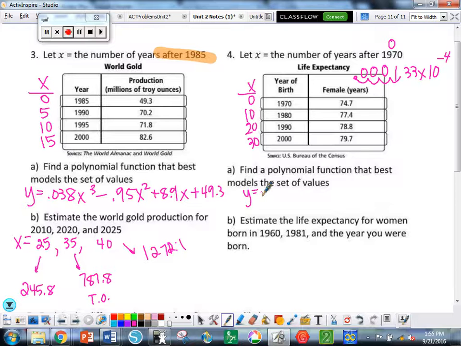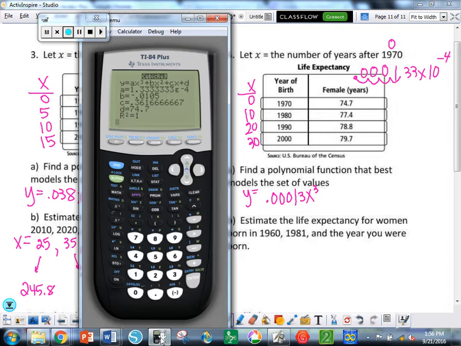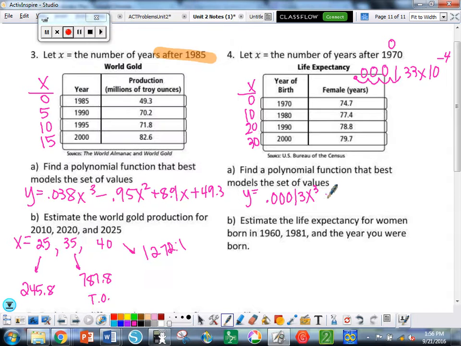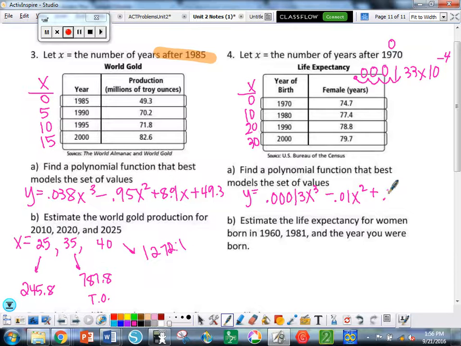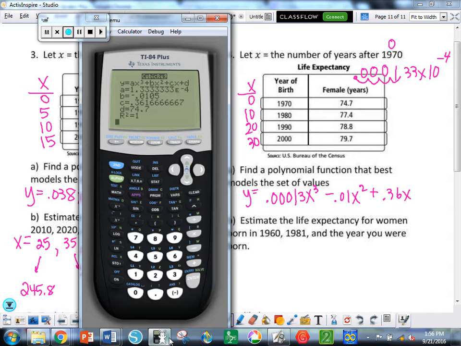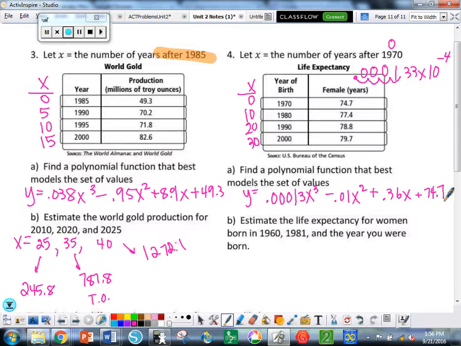Now this is an important term in my equation. If I just say that's close enough to 0, I can get rid of it, I've done something wrong. So 0.00013x cubed. That one should be there. Keep going. What's B? Minus 0.01x squared. Is that okay? Plus 0.36x, plus 74.7.